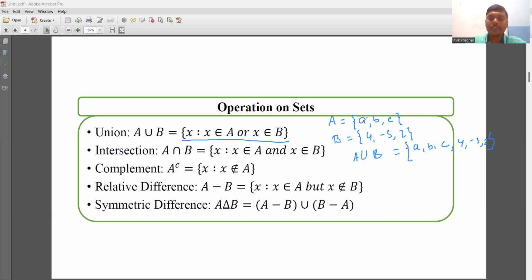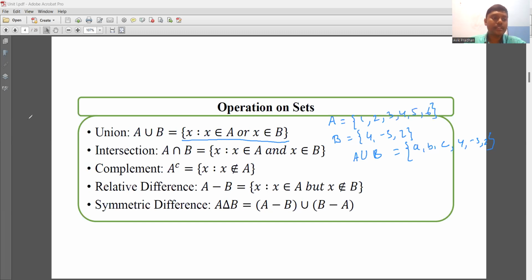Now here, if I consider, instead of taking this A as a, b, c, let me take some other values here. So suppose 1, 2, 3, 4, 5, 6.